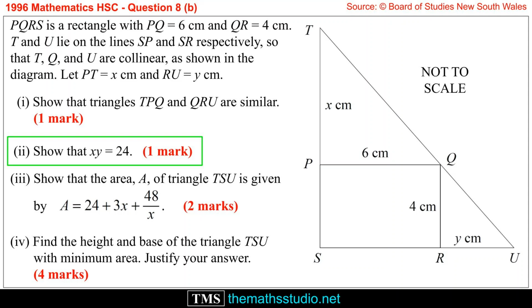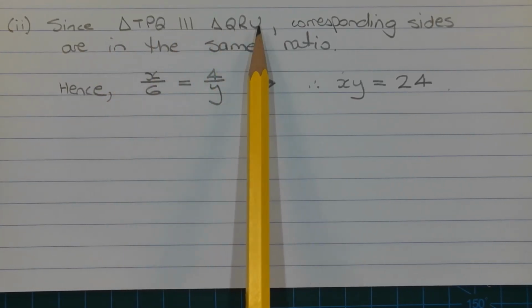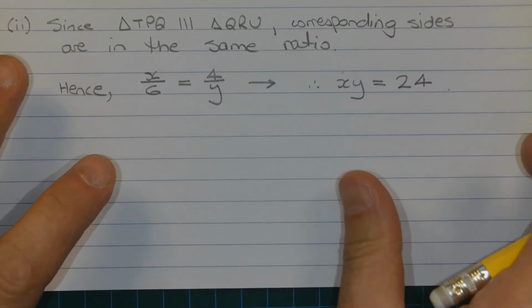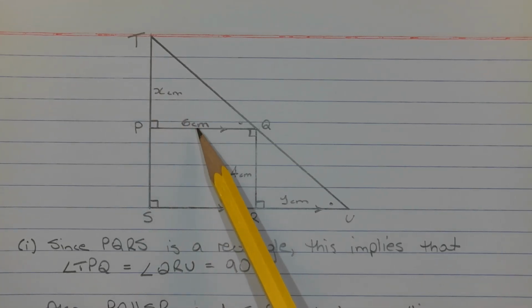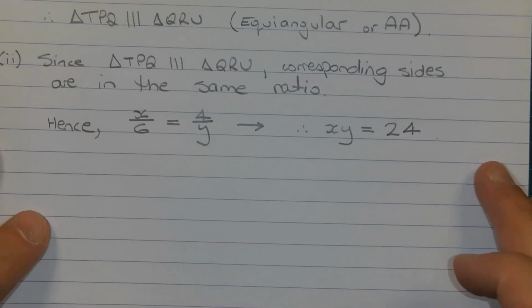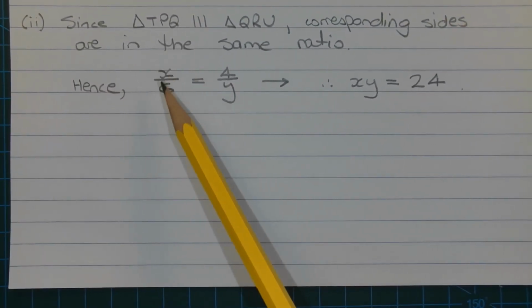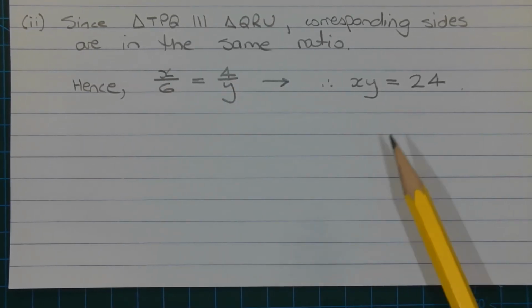Part 2. Show that XY equals 24. Since triangle TPQ is similar to triangle QRU, corresponding sides are in the same ratio. So going back to the diagram, that means X over 6 in triangle TPQ is equal to 4 over Y in triangle QRU. And we can form this equation. X over 6 is equal to 4 over Y. So by cross multiplication, we get XY equals 24 as required.